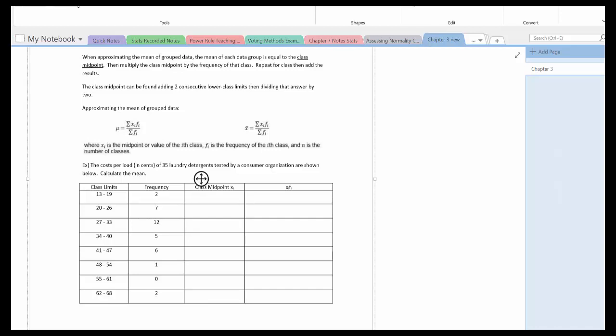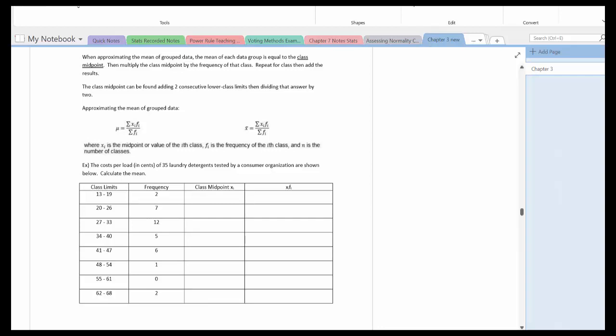The cost per load in cents of 35 laundry detergents tested by a consumer organization are shown below. We want to be able to calculate the mean. In order for us to do that, I need to find the class midpoint for each of these. How do I go about doing this? Let's take a look at the first one.